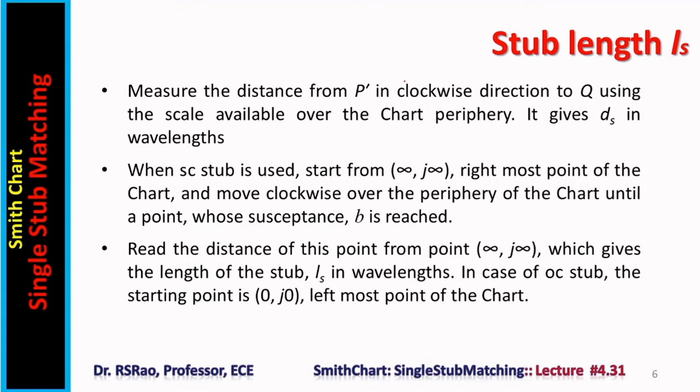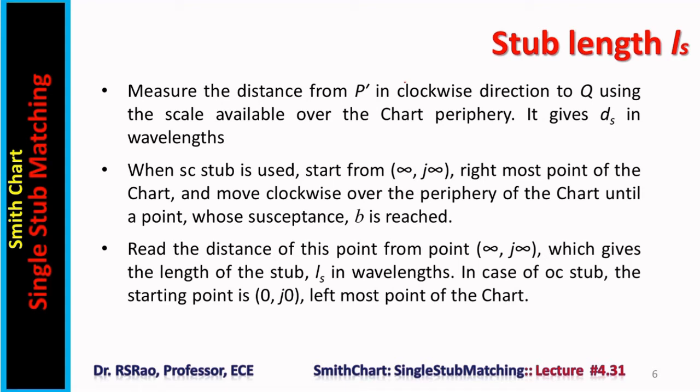Now measure the distance from P prime in clockwise direction to Q over the SWR circle using the scale available over the chart periphery. It gives ds, the distance of the stub connection point from the load in wavelengths. So half of the problem is solved.